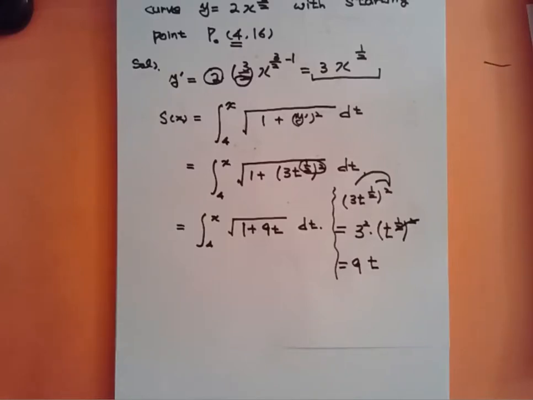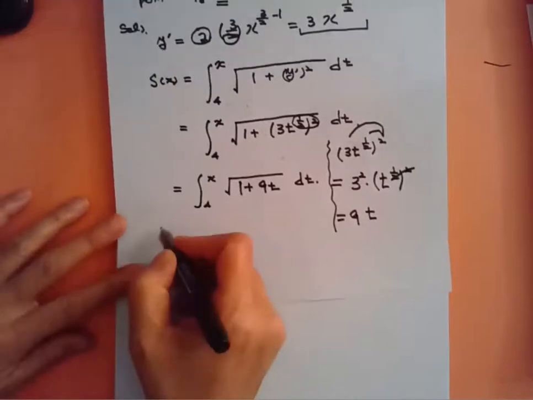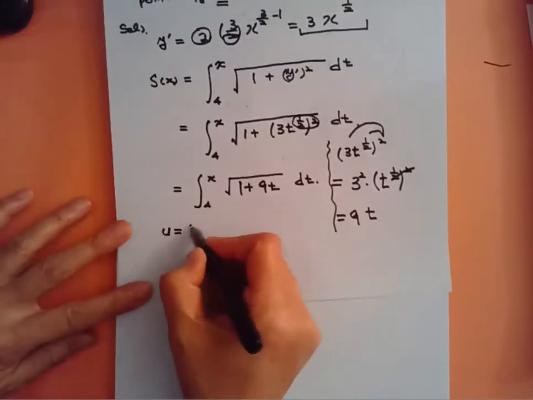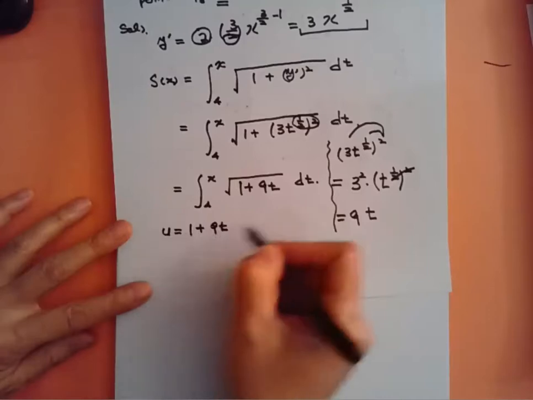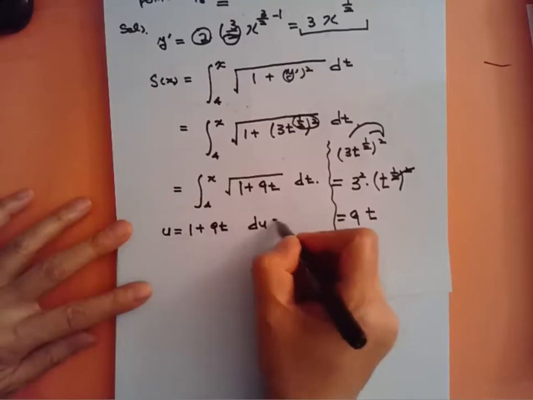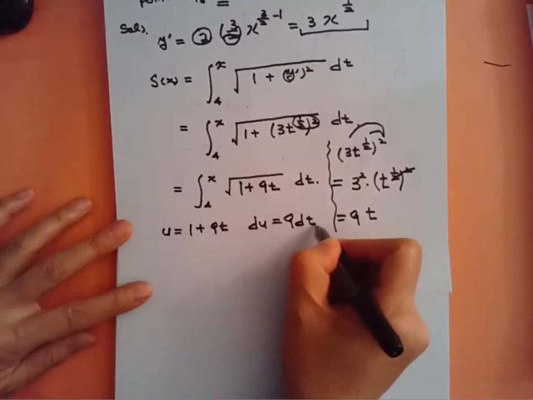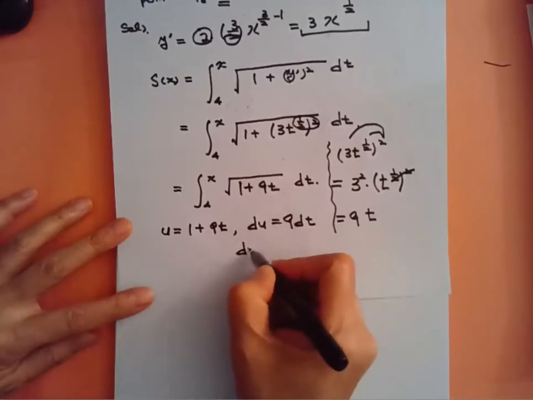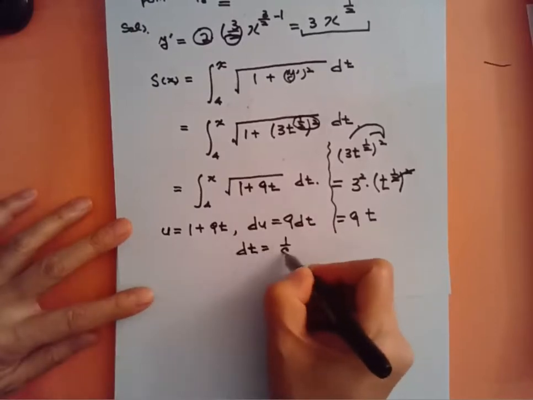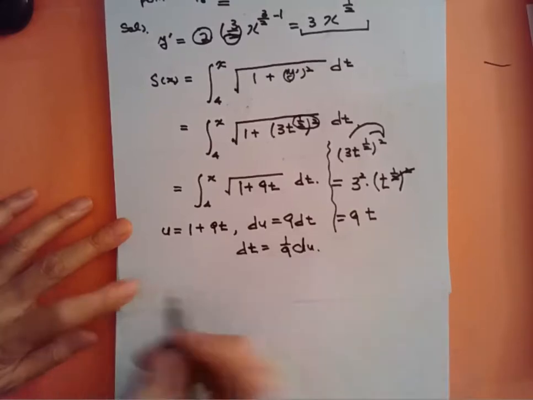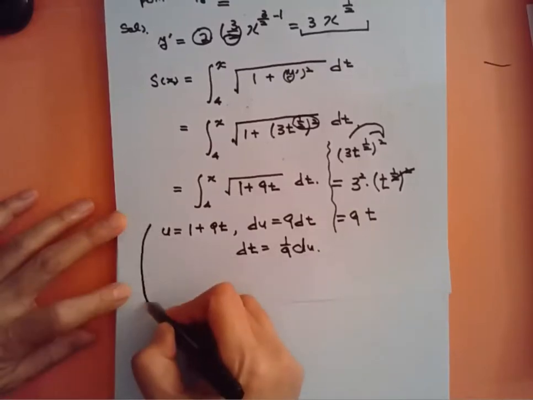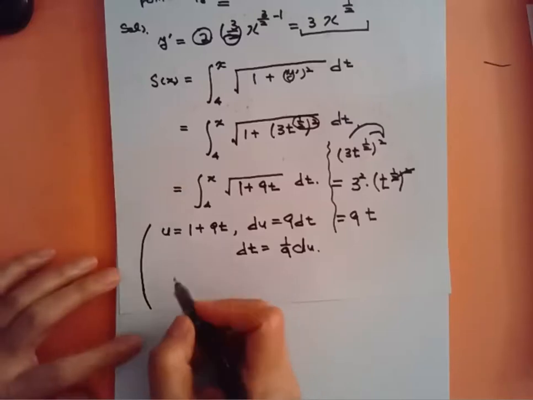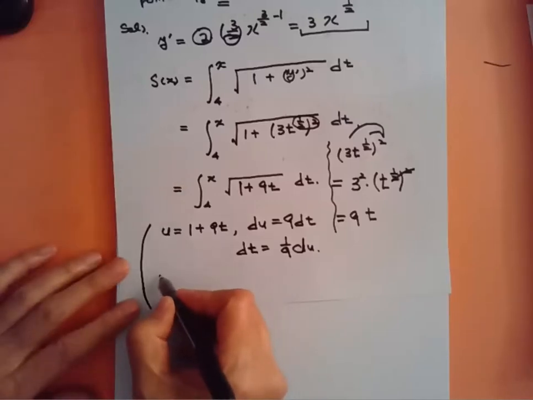And then we want to use the substitution method. What we will do is put u equals 1 plus 9t. And then du becomes 9 dt. So dt can be written as 1 over 9 du, right? And we are changing the variable. And so the lower bound and upper bound will change according to the t value.